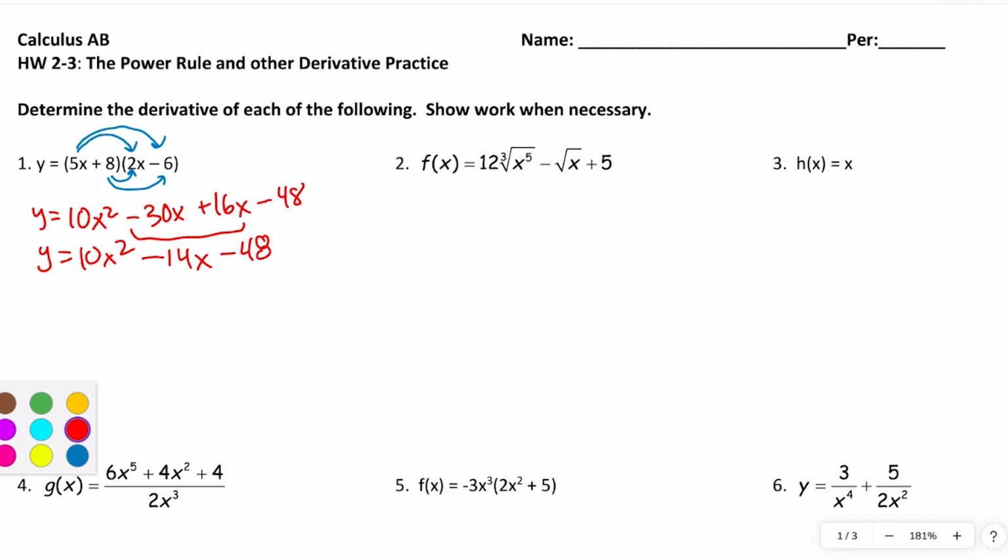And now I'm ready to find the derivative. I'm going to use that power rule. So y prime is equal to 20x minus 14.